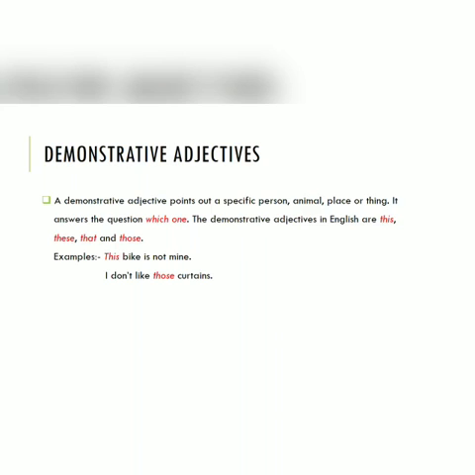Let us see some examples. This bike is not mine. Now we will follow the same drill which we did for adjectives of quality, quantity, and number. That is, asking a question to the noun or pronoun in the sentence. Here, the noun is bike. So let us ask the question, which bike? And we get the answer, this bike. Therefore, this is a demonstrative adjective. I don't like those curtains. Which curtains? Those curtains. So, those is again a demonstrative adjective.